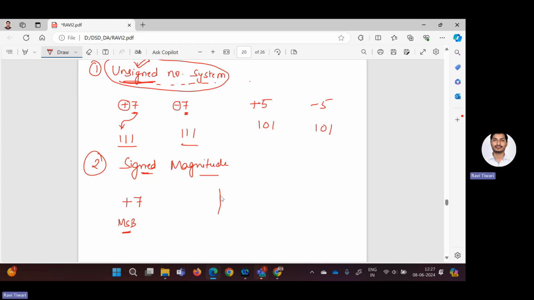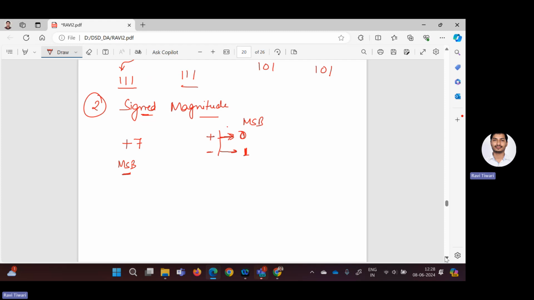For a positive number, the MSB bit or sign bit will always be 0. To represent a negative number, the MSB bit will be 1. This is the only MSB bit. The rest will be its magnitude only. For example, I will show you how we can represent positive 7 and negative 7, so it will give us a clear idea.